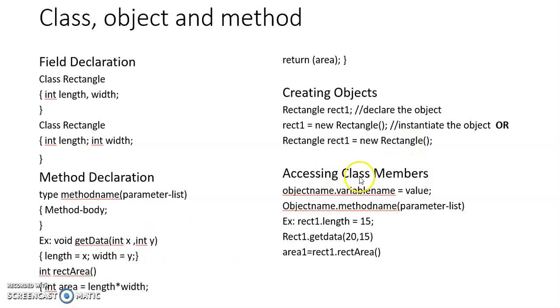And accessing the class members, we have already seen it. We can access a variable name, and we saw that if it is an instance variable or a static variable, we can do that, but not for a local variable. And you can access a function using this code: object name dot method name. These things we already know.